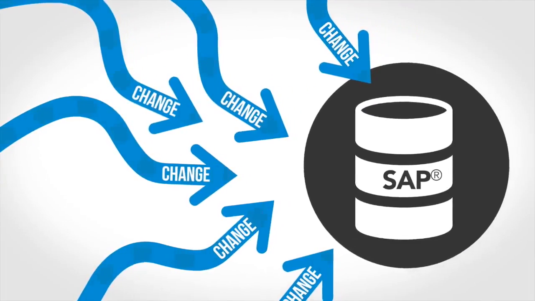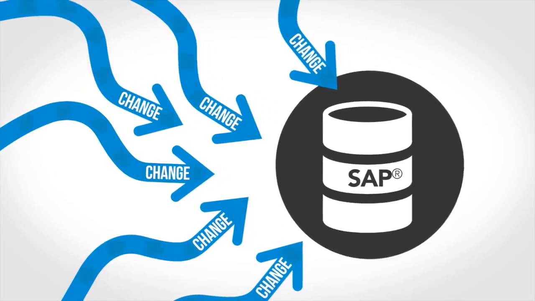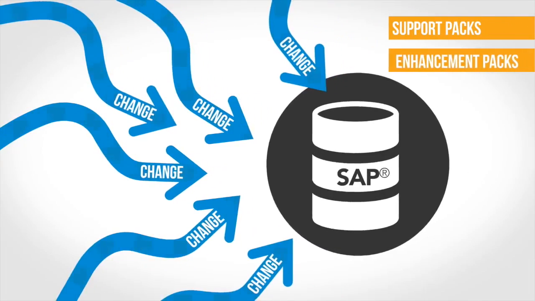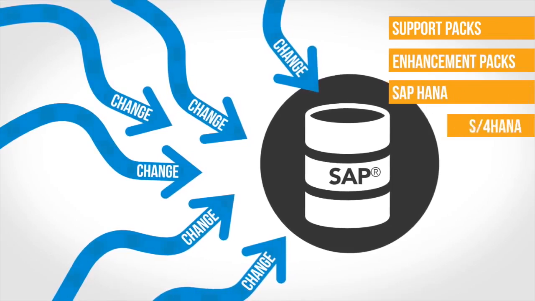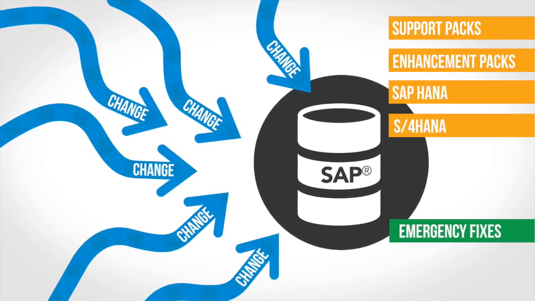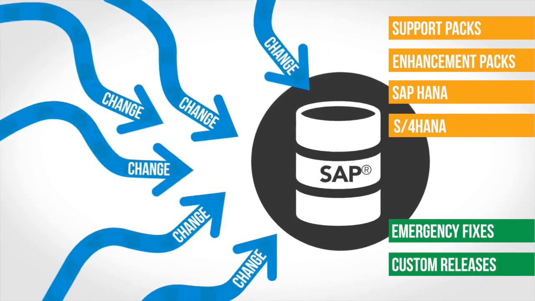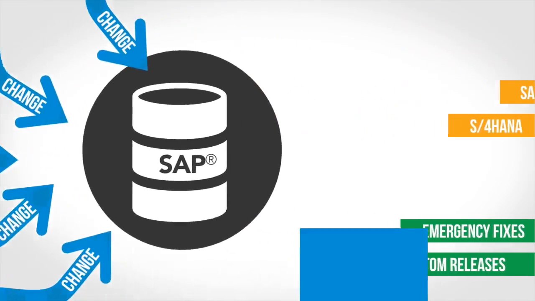Our customer experience tells us that change is the one constant in the SAP application lifecycle. Changes from SAP include support packs, enhancement packs, SAP HANA upgrades, and SAP S/4HANA transformations. Internal changes include emergency fixes and custom releases. Our customer experience also tells us that the pace of change is increasing.